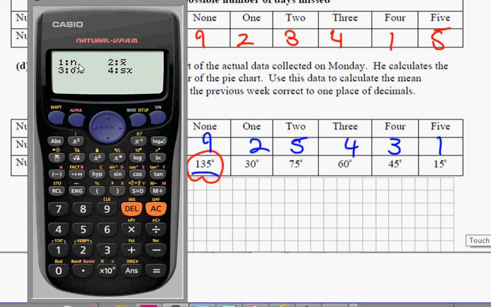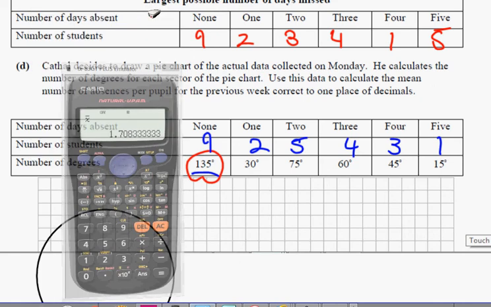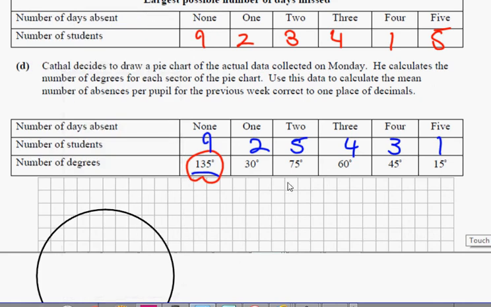4 variables. What does n mean? The number of students. That will be 24. What does x bar mean? The mean. Okay? The mean is 1.708. And what does the question specifically ask us? Read the last couple of lines. Correct to one place of decimals, which is 1.71. Are you happy with that?